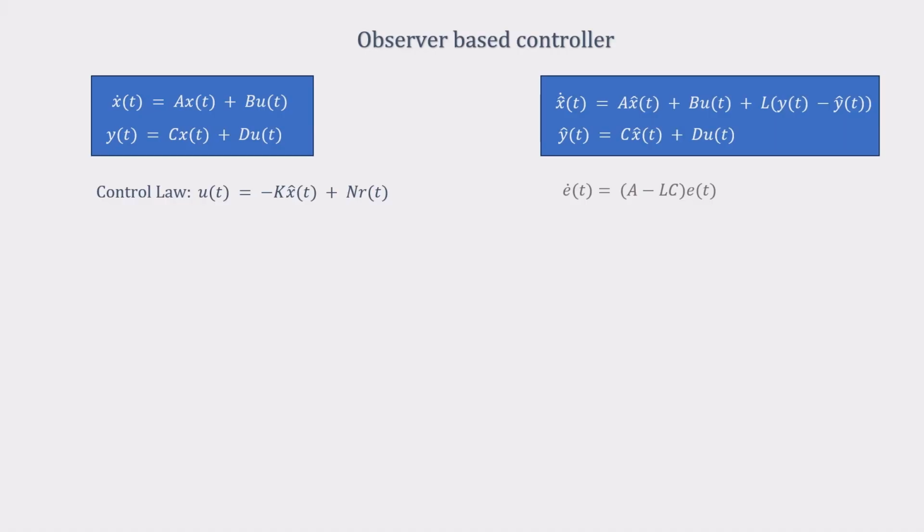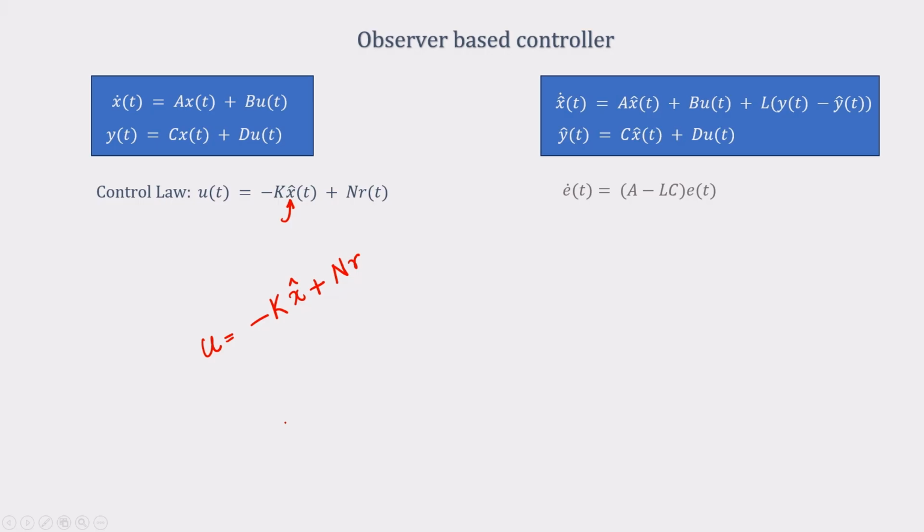So, given a system of this form, this is the actual system that you have, we came up with this Luenberger observer and the dynamics of the error was given by e dot equal to (A minus LC) e. Remember, the control law that we are putting into the system is u equal to minus K x hat plus N r. Now, remember that this x hat is not exactly the x that we had talked about. When we were talking about state feedback, our control law was of the form u equal to minus Kx plus N r. Now, we have changed the control law from x to x hat.